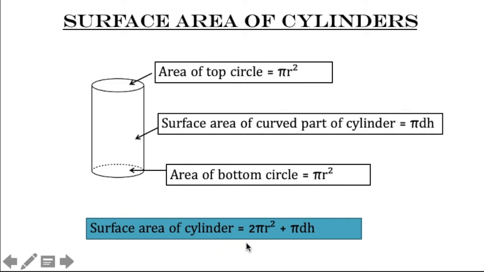It becomes 2 multiplied by pi radius squared, which means the top part and the bottom part are sorted out here, hence the 2. To that you add the area of the curved part, which is pi dh, and you're done. Let's put some numbers to it.